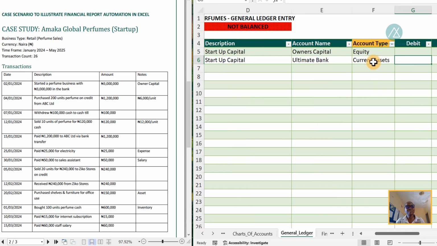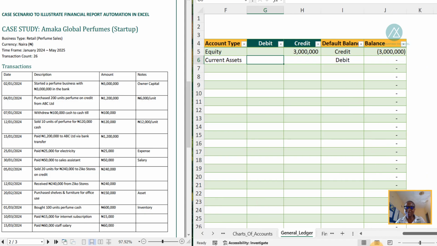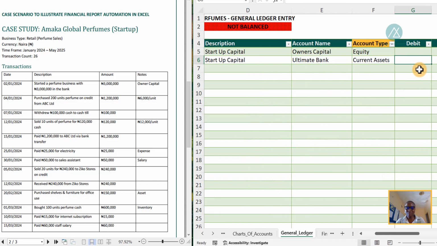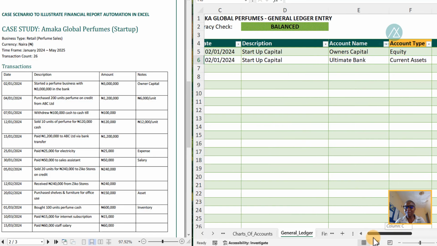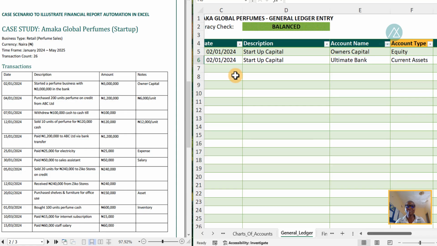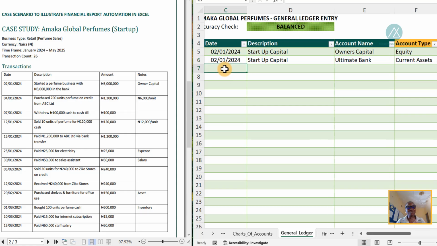So Ultimate Bank is a current asset, right? And the default balance for Ultimate is debit, right? So we're going to now put 3 million on the debit side. So watch and see that here immediately it says balance. Are you seeing that? So that is how the entry is going to be going, right? So let's move to the second one.